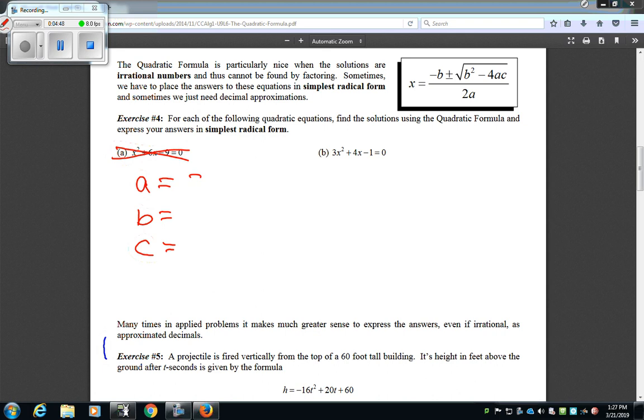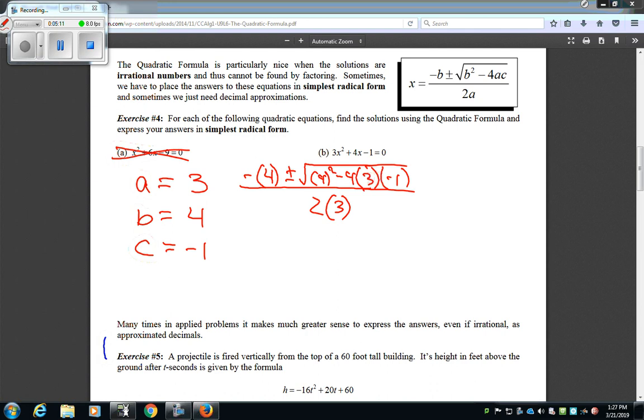So A is 3, B is 4, and C is -1. Then I'm going to go ahead and substitute them into the formula. So I got negative, and then in the parentheses 4, plus or minus 4 squared minus 4 times 3 times negative 1. And that's going to be all over 2 times 3.